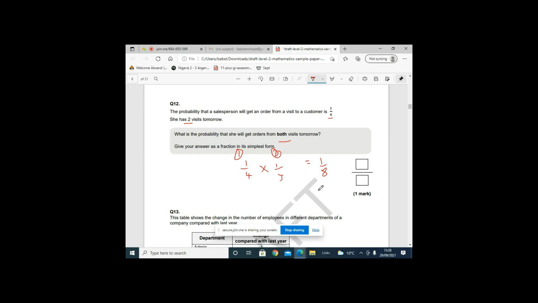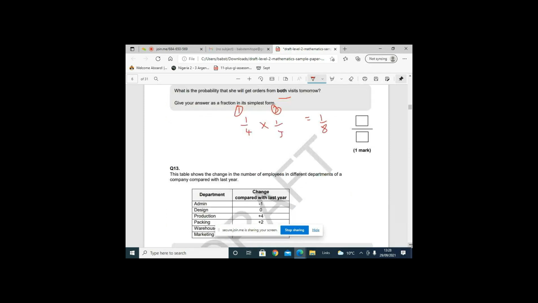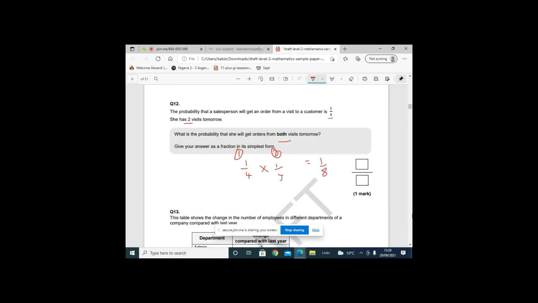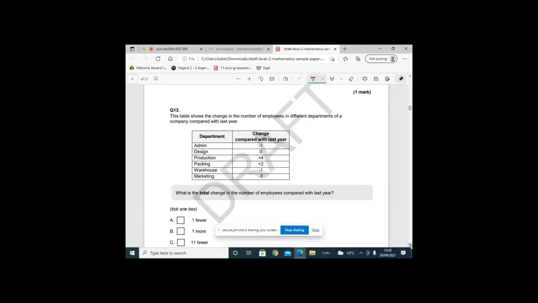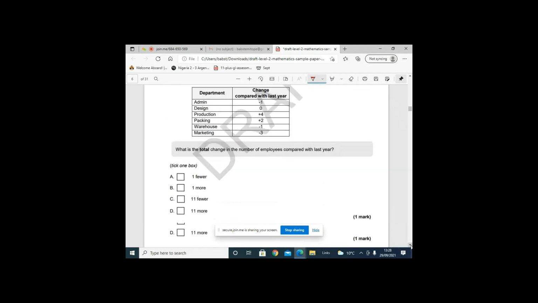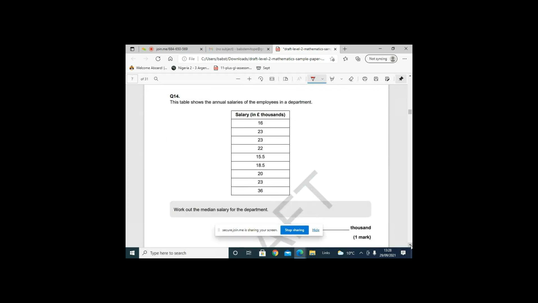So the first one is this. Number five. Oh, well, yeah. 2 visits. I thought you meant 2 days. Okay, 2 visits. Yeah, 2 visits. Okay, I guess. Yeah, 2 visits. Sorry, I'm just going to.